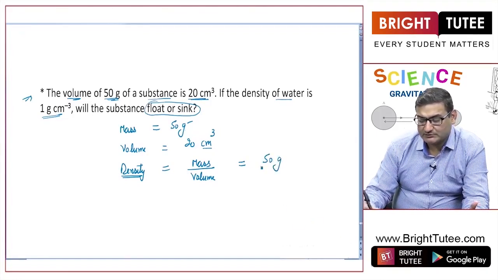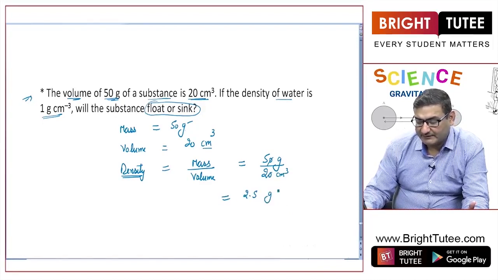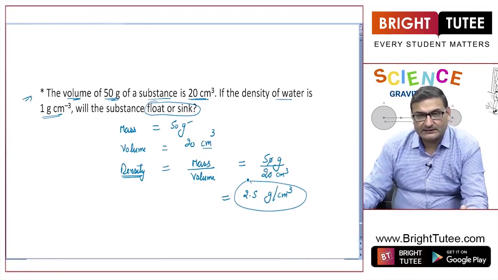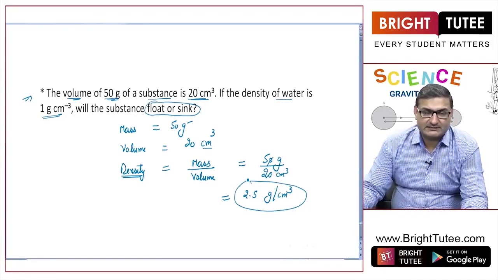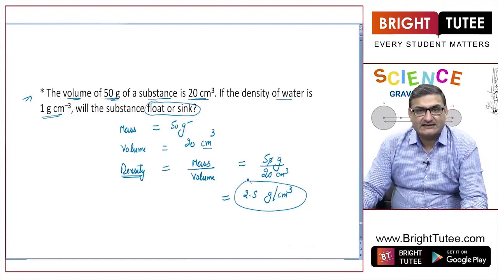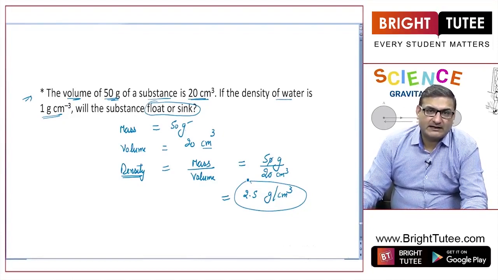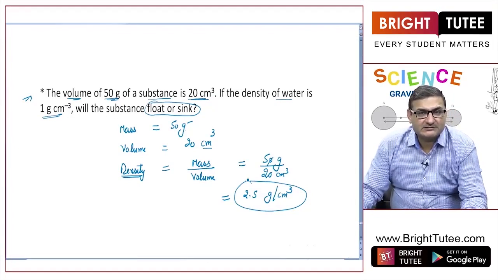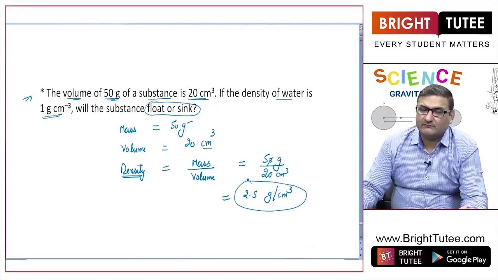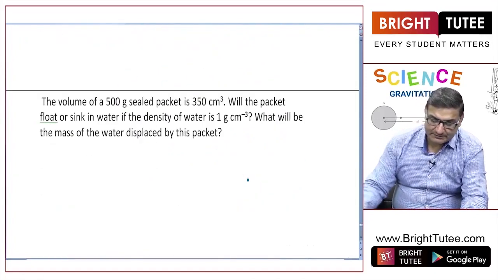Mass is given to us in the question to be 50 gram. The volume is given to be 20 centimeter cube. Cancelling it out, I'll get 2.5 gram per cubic centimeter. Now this is the density of this particular substance, and since it is greater than 1, the density of water, we'll say that surely it is going to sink in water. Clear? Fine. Let us see the next question.